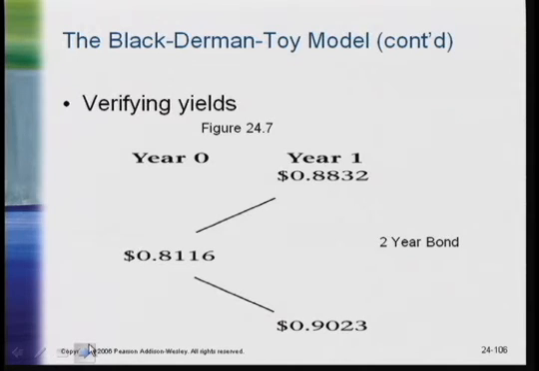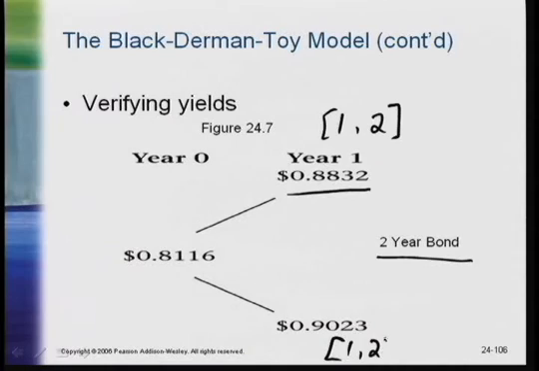So here's an example using the price of a 2-year zero coupon bond. So this was the price in the up state going from time 1 to time 2 using the upper interest rate, and this is the price from time 1 to time 2 in the lower interest rate.